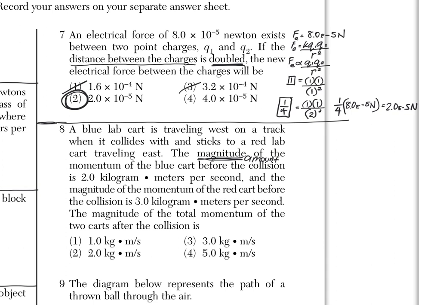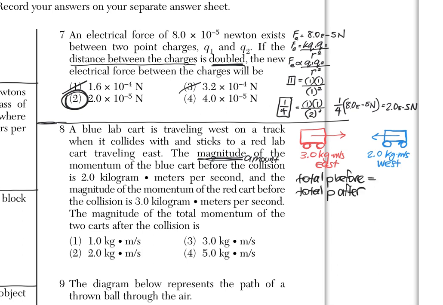Alright, so the blue cart's going west and the red cart's going east. I find that with problems like this, it's good to draw a picture. So we're going to have a head-on collision because I have a blue cart going west and a red cart going east. And then it says, what's the total momentum after the collision? Well, let's remember from momentum that total momentum before is total momentum after. So we don't know anything about after the collision, but we can figure out the total momentum before the collision, and it's going to be the same after the collision.